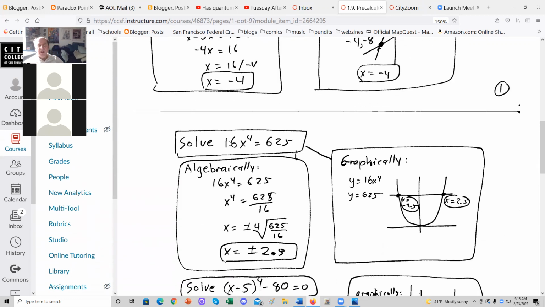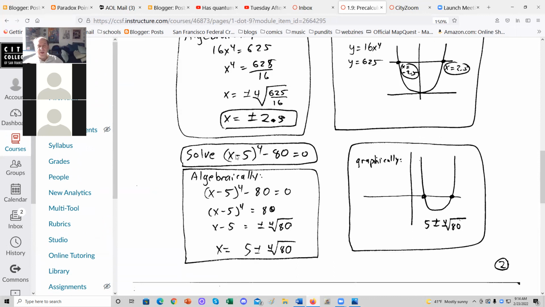Here we have 16x to the fourth equals 625. Algebraically, we divide both sides by 16 and then take a fourth root. x is plus or minus the fourth root of 625 over 16, which is x is plus or minus 2.5. The graphic solution, well, we graph y equals 16x to the fourth, this U-shaped curve, and y equals 625, this horizontal line. The two curves meet at x equals 2.5 and x equals -2.5.